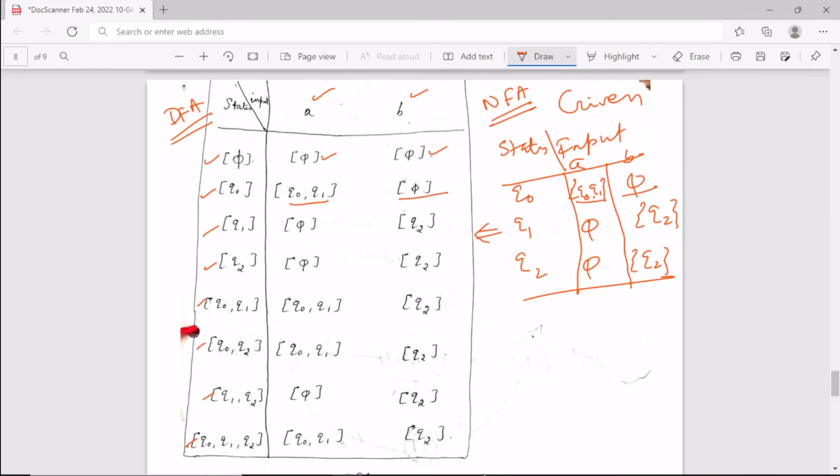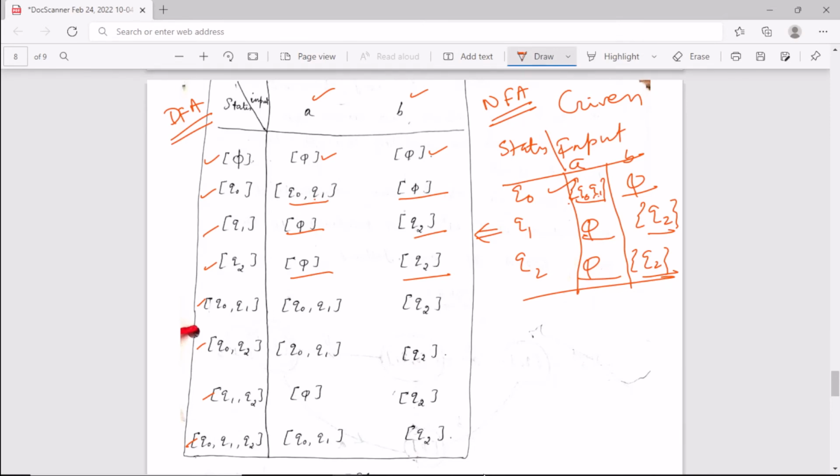So here Q0 goes to Q1 on a single state, but here you have two possibilities. Okay, so Q0 Q1 pi. Next Q1, so you have pi and Q2. Next Q2, you have pi and Q2. So here you have to write within the square bracket, which represents a single state.